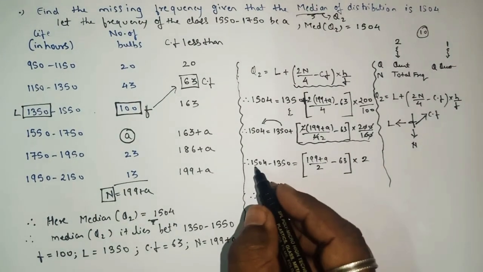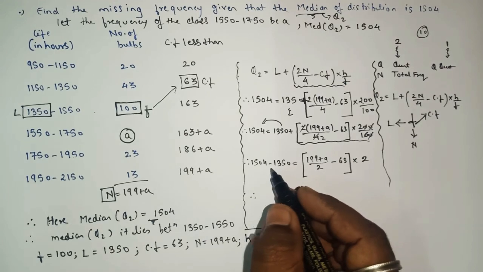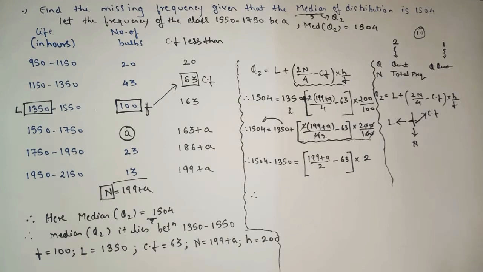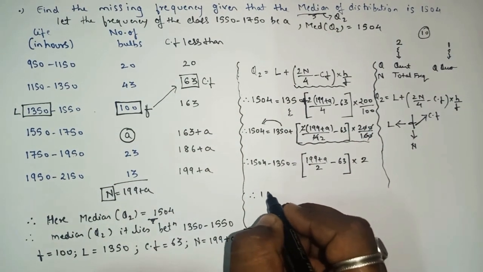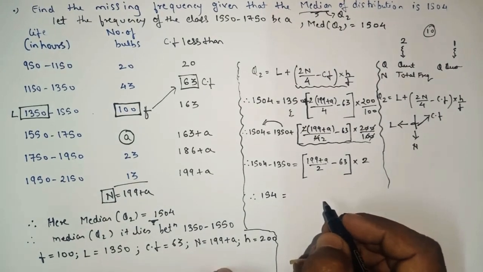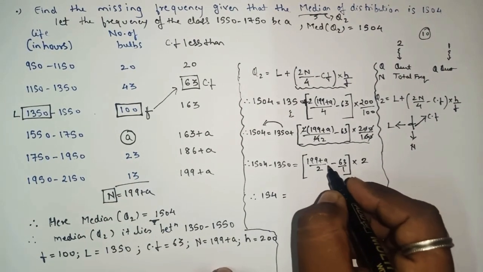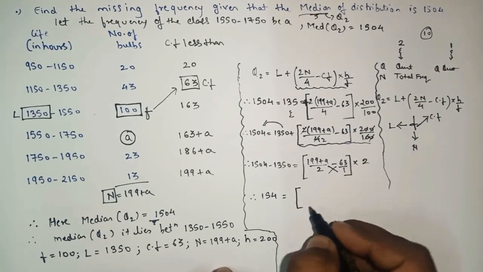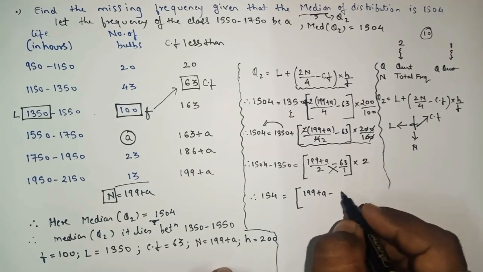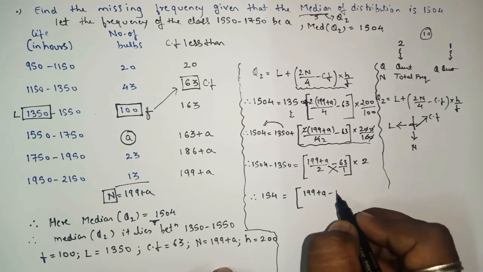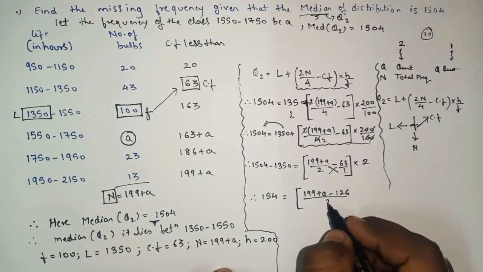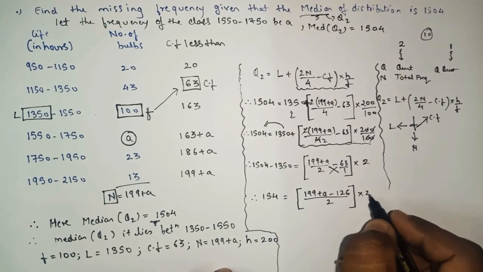So after this, 1504 minus 1350. Here you will get 154 equals to, okay. Here nothing is there, so we can cross multiply. So 199 plus A. So this will be what? 2 into 63. Here you will get 126, upon 2, on one side it is 2 into 2.